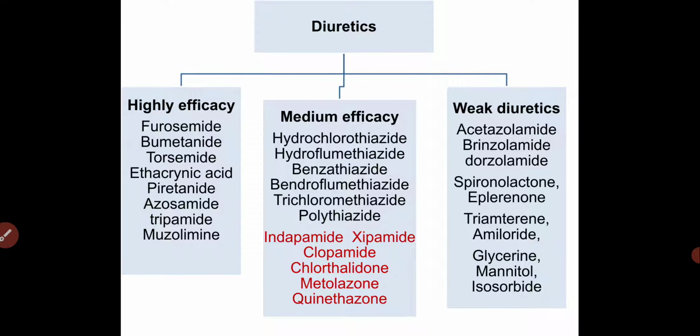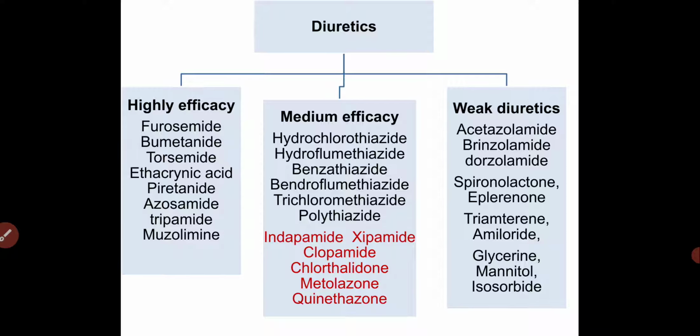Let's see the classification of the diuretics. It is by efficacy: highly efficacious diuretics, medium efficacy diuretics and weak diuretics. In highly efficacious diuretics we have the loop diuretics: furosemide, bumetanide, torsemide, ethacrynic acid, and newer drugs like piretanide, azosemide, tripamide and muzolimine.